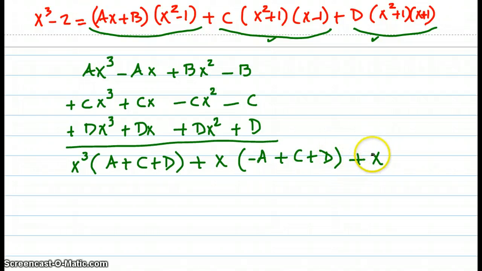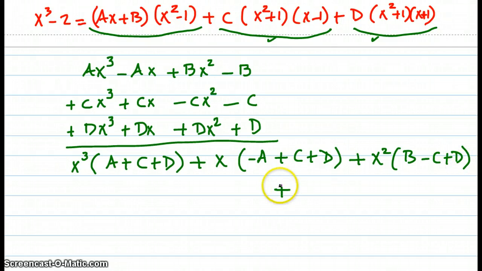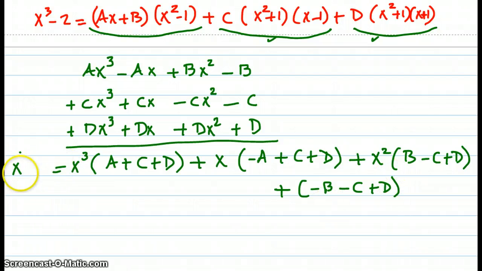plus x squared times b minus c plus d, and the last term is plus minus b minus c plus d. So all of this is equal to x cubed minus 2. Now from this we can write 4 equations.